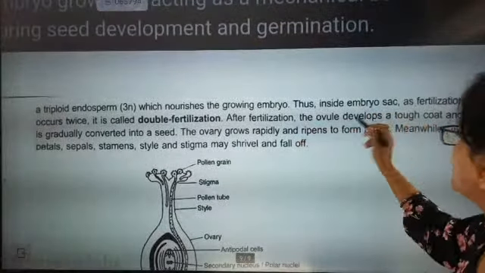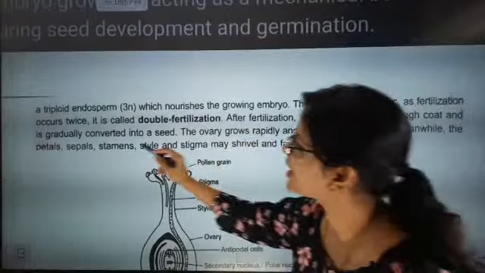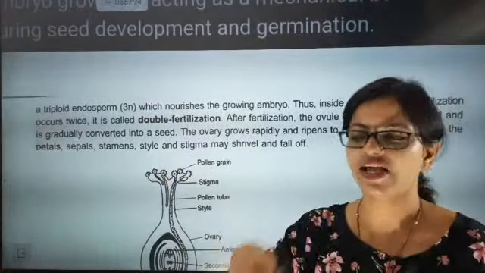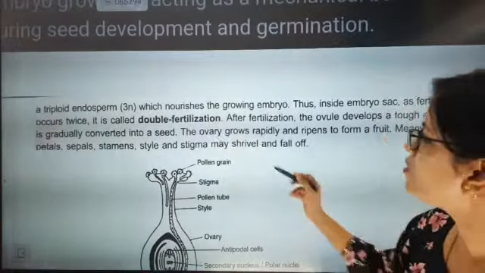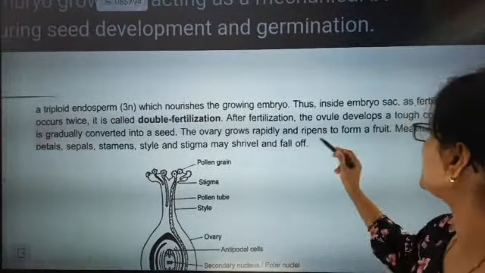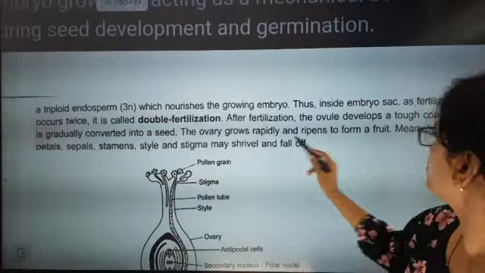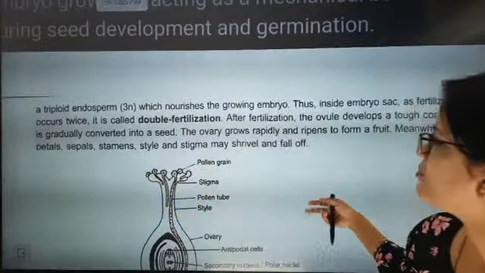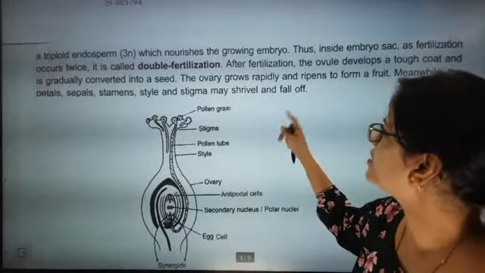After fertilization, the ovule develops a tough coat and is gradually converted into a seed. I told you, the egg region will be converted into a seed. Now the ovary grows rapidly and ripens to form a fruit. Meanwhile the petals, sepals, stamens, style and stigma may shrivel and fall off.